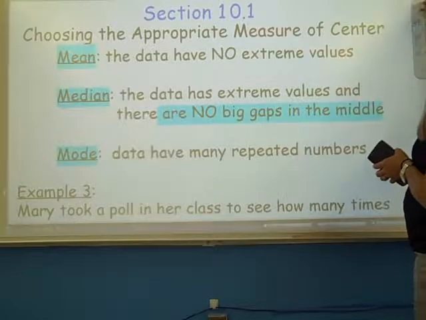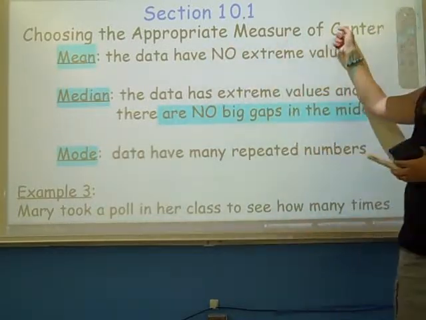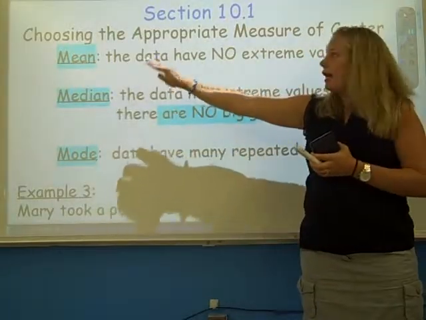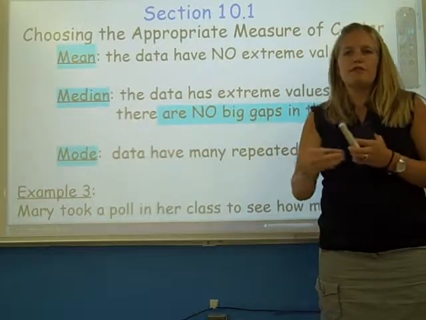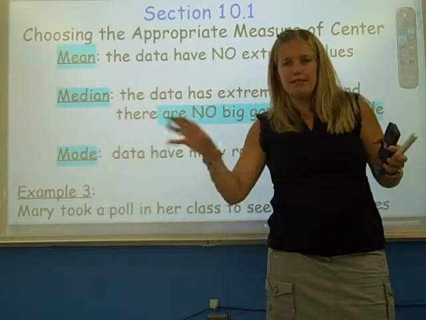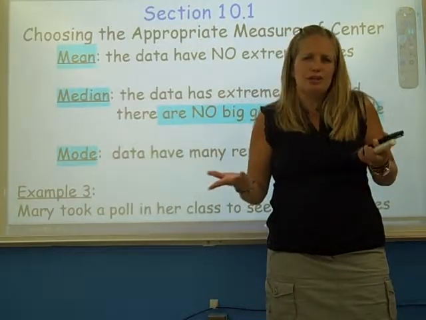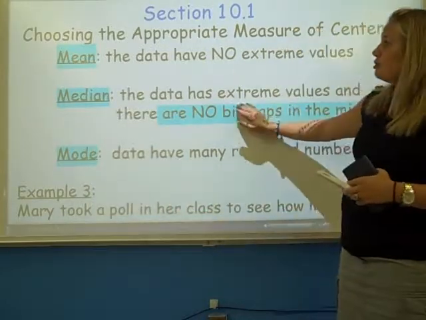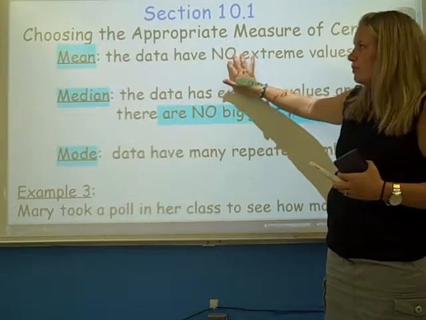All right, last thing is making sure you know how to choose the appropriate measure of center. Okay? If you're looking at the data and the data has no extreme values, you're going to choose the mean. Because if everybody in the class got 100 and one kid got a 50, when I take the average, it's going to pull it away from 100 and it's not going to be a good indicator of what's going on in the classroom. So if there's no extremes, that's when you do the average.